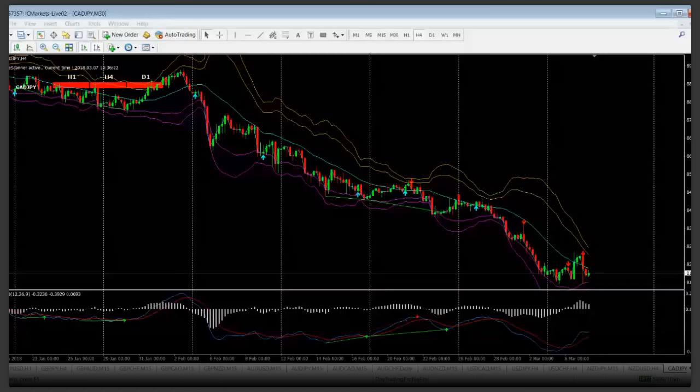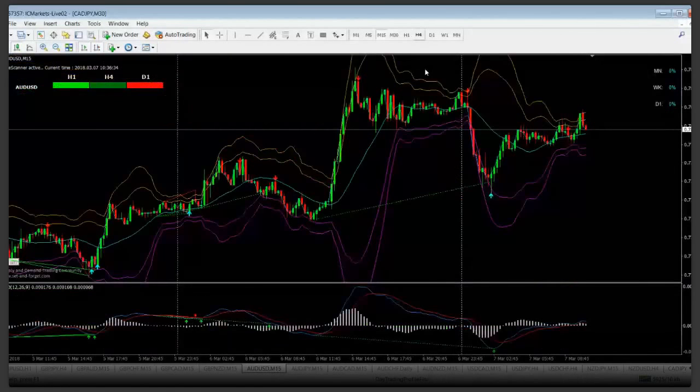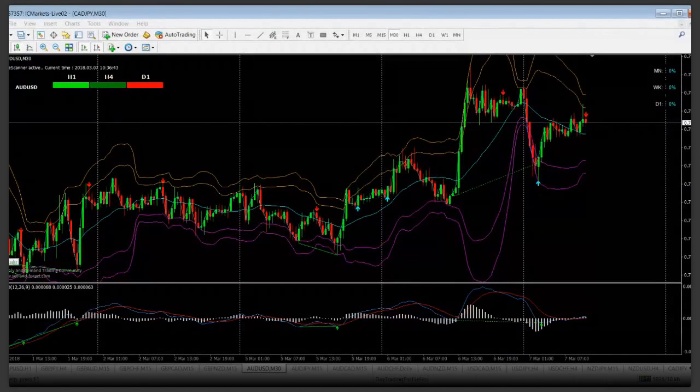Okay, there's a signal on. Sell on the Aussie USD. Aussie USD sell. This is very weak at the minute, the Aussie. Okay, let's just analyze what's happening, where we are, and what to expect.